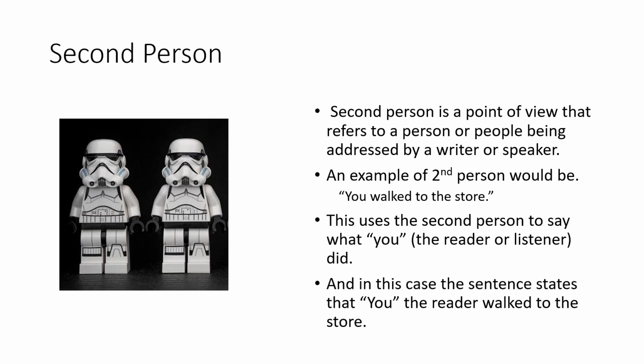And in this case, the sentence states, in our example, what the reader did. You walked to the store. It's not saying what happened from a third person point of view or an objective one. It's saying what you did, what the reader did. So we don't want to do a second person report. That's not how we write things. Probably wasn't on our list of things to do, but I just wanted to cover first, second, and third person.